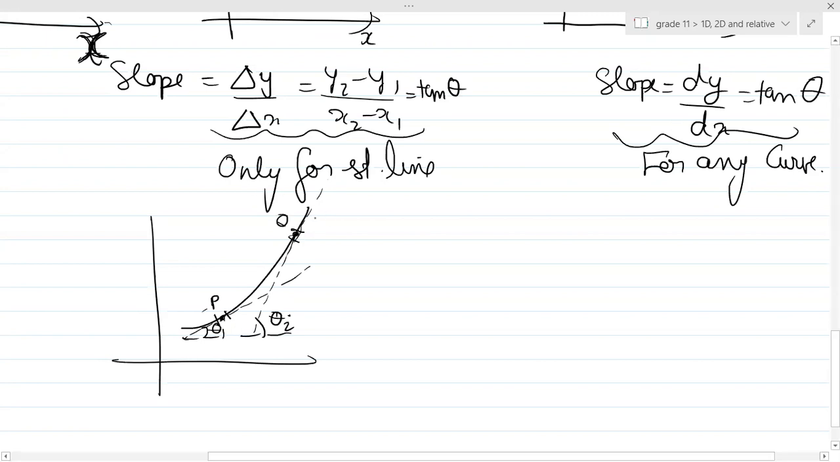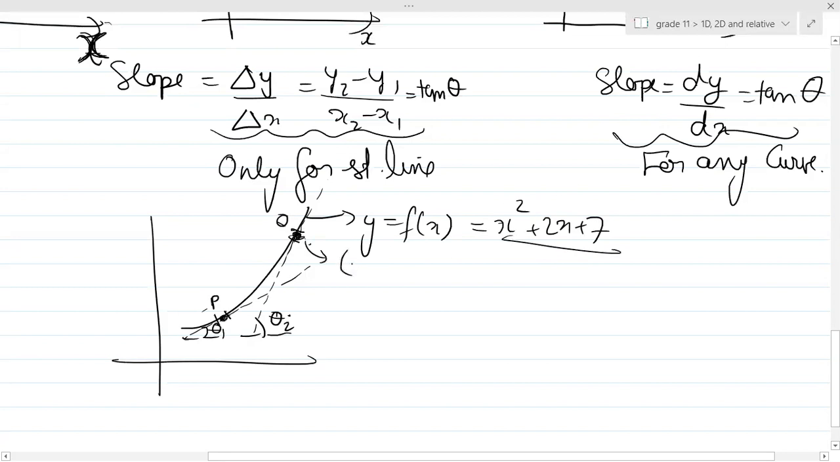See, if you have this curve, let's say y equals f of x, and let's say the equation of this curve is x square plus 2x plus 7. Suppose like this. So basically x1 comma y1 and x2 comma y2 will be two points lying on this curve. So we have to differentiate for point P and Q at the same time, or P just one point? No, if you want to differentiate, dy by dx will be equal to 2x plus 2, right? Everyone knows differentiation.